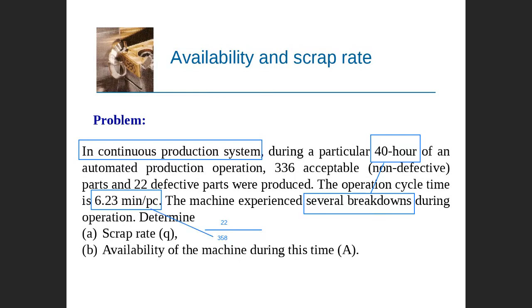Why by total? Because even these 22 defective parts were already machined. We spent time machining them, so you cannot exclude them. The time spent is for machining both 22 and 336, so you multiply by the total to get the machining time. If you know the machining time and the total is 40 hours, you can work out how many hours the machine was in breakdown.